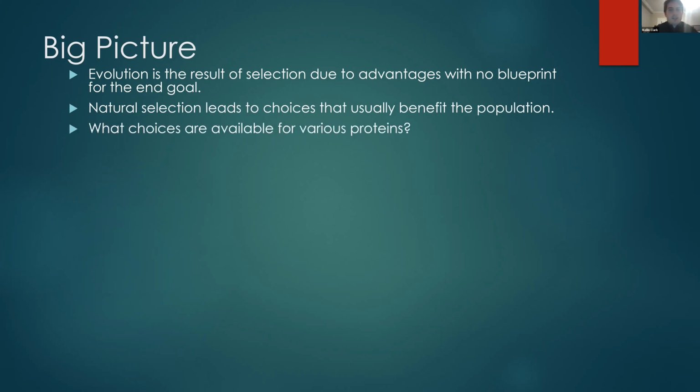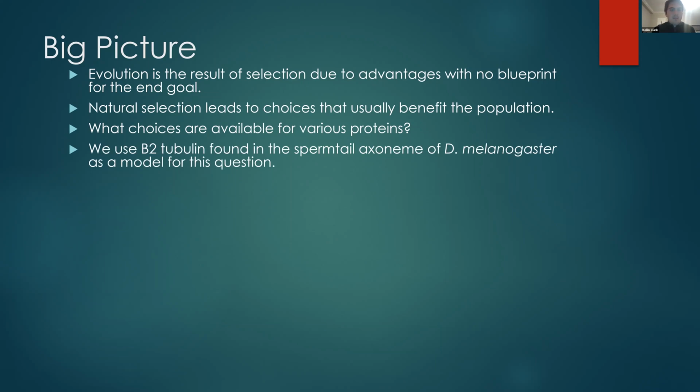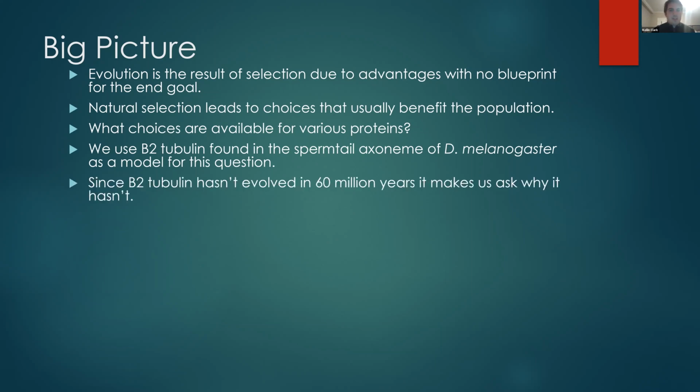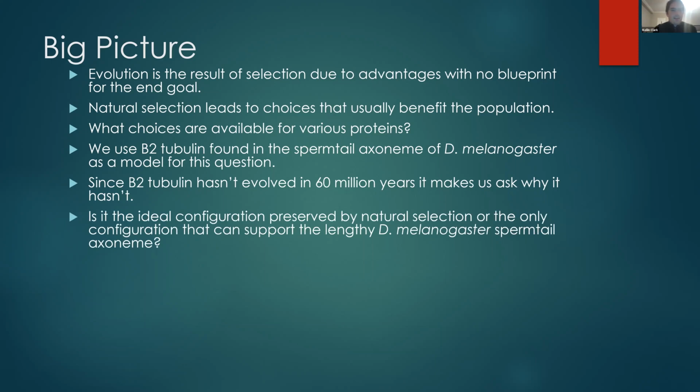So when we think about what choices natural selection has to choose from, it asks us what choices are available for various proteins. We use beta-2 tubulin specifically to look at these choices, found in the spermtail axoneme of Drosophila melanogaster as a model, because beta-2 tubulin and that structure are highly conserved and haven't evolved in over 60 million years, which makes us ask why it hasn't evolved in that amount of time. It leads to the question of whether beta-2 tubulin is the ideal configuration for the spermtail, preserved by natural selection, and it continues to choose it, or if it's the only configuration that can support the lengthy Drosophila melanogaster spermtail axoneme, which is longer than human spermtail, and we'll go more into just how big it is soon.